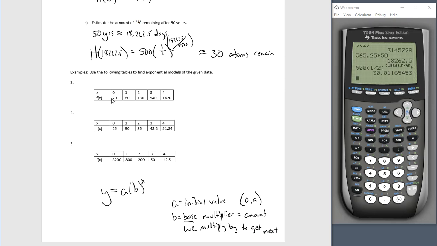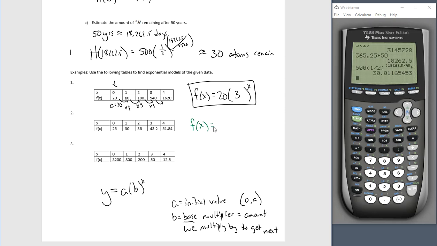So let's take a look here. See how in example 1, we want to find exponential models of the given data. We're going to call this one f of x. We start at an x value of 0. My f of x is 20. This tells me my a is 20. And then I ask myself, what do I multiply 20 by to get 60? And it looks like that's times 3. 60 times 3 is 180. Times 3 is 540. We're multiplying by 3 every time. That's it. That's how hard you have to work when you're given a table of values to find our model.